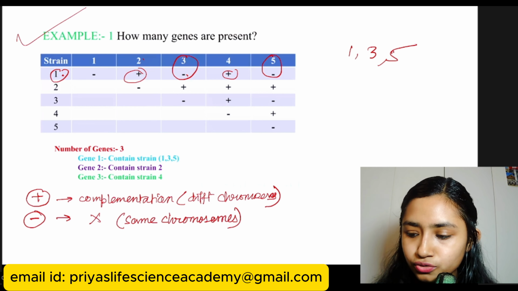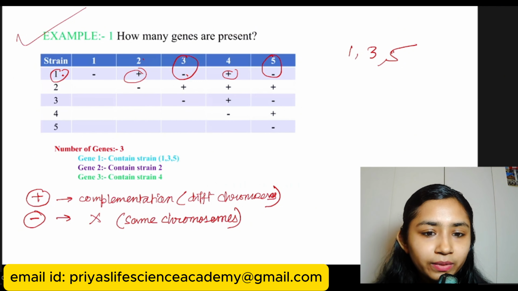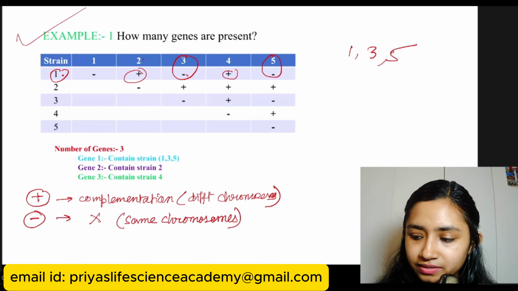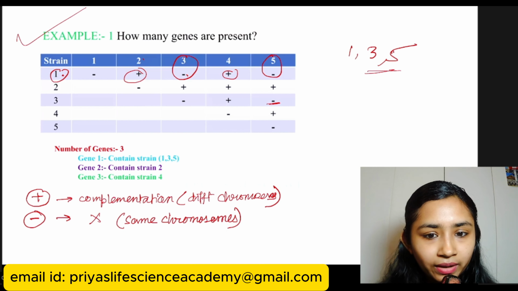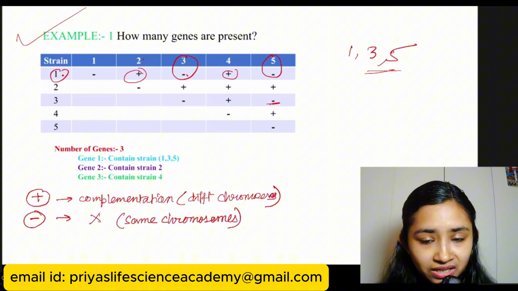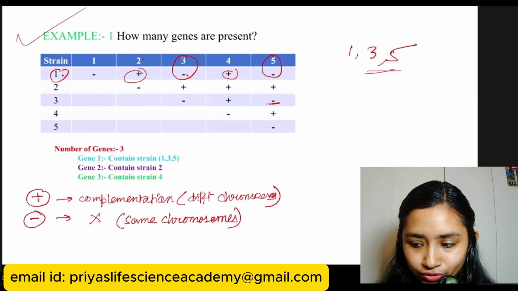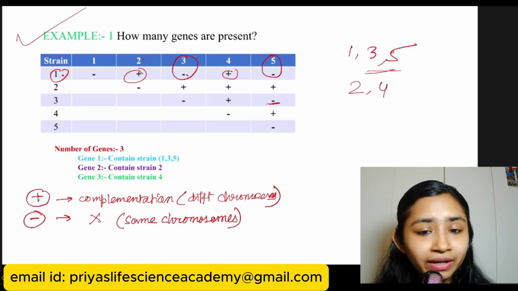Then next with 2 we can see 3, 4, 5 are all on different chromosomes. With 3 we can see 5 is on the same chromosome, because with 5 it is minus. So yes, we previously also wrote that 3 and 5 are on the same chromosome. For 4 we can say 4 and 5 are on different chromosomes. So 1, 3, 5 on the same chromosome. At the same time 2 and 4 on different chromosomes.